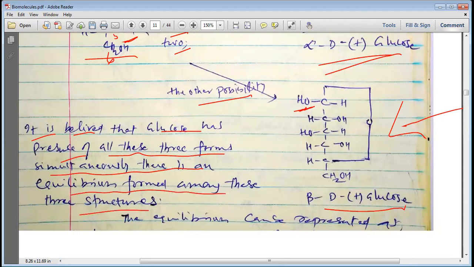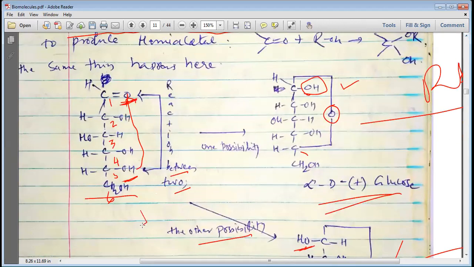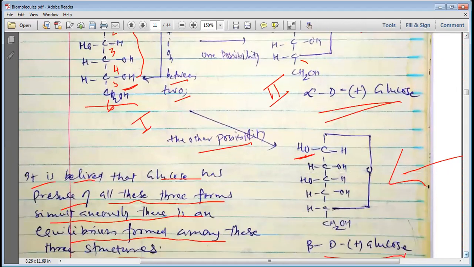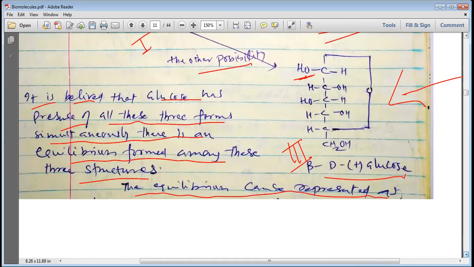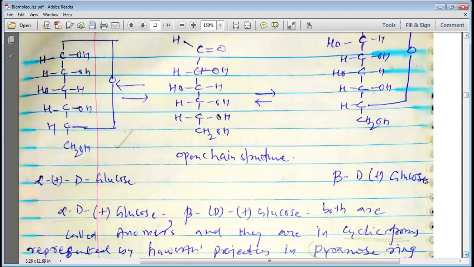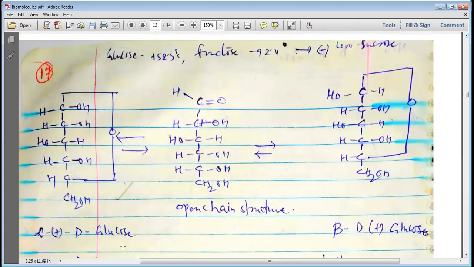So all these three structures that you can see here: one is the open chain structure, this is structure number 1. This is structure number 2, which is the alpha form of glucose, and this is structure number 3, which is the beta form of glucose. All these three structures are found at equilibrium with each other in glucose. The equilibrium is represented like this. You can see here that there is always an equilibrium established among these various forms of glucose.